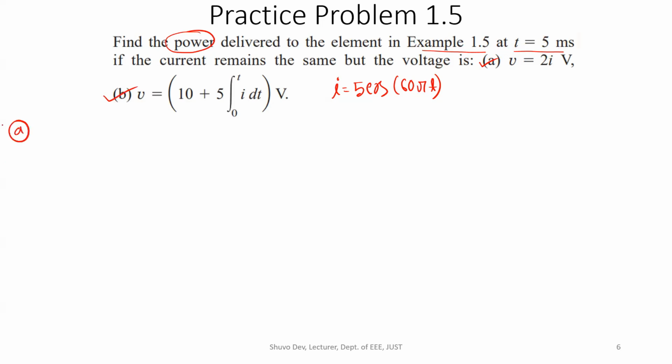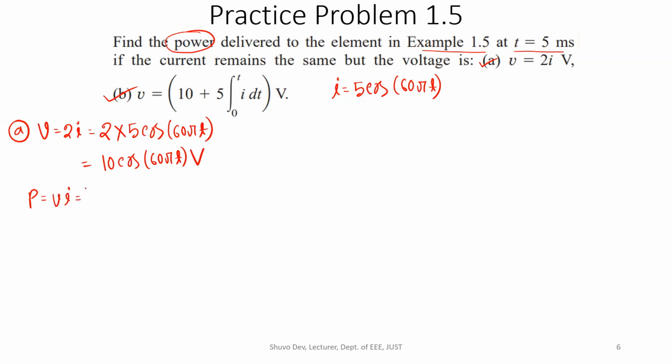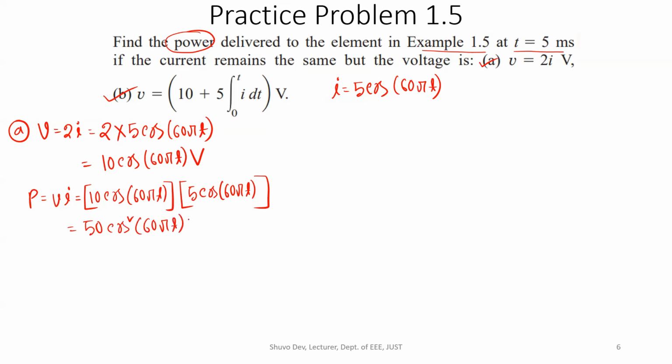So let's start step by step. For voltage V is equal to 2 into I. So it will be 2 into the current. Current I is equal to 5 cos 60 pi t. So it will be 10 cos 60 pi t. That will be the voltage. The unit will be volt. Okay. Now we have to find power. P is equal to V into I. V is 10 cos 60 pi t and current is 5 cos 60 pi t. By multiplying, it will be 10 into 5, 50 cos square 60 pi t. What will be the unit? It will be watt.